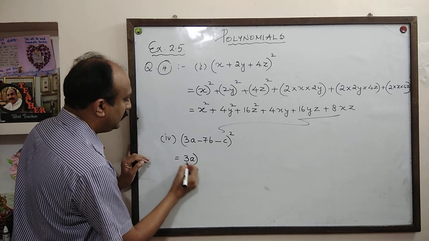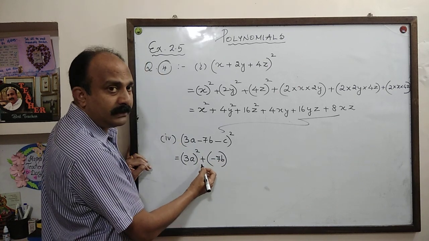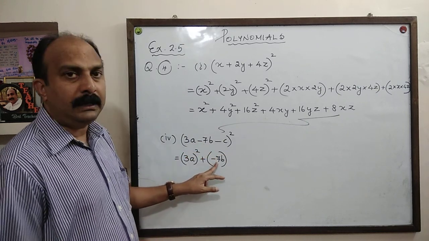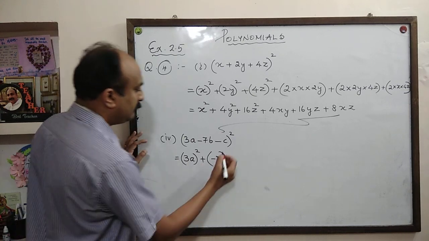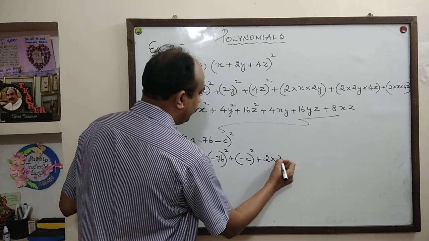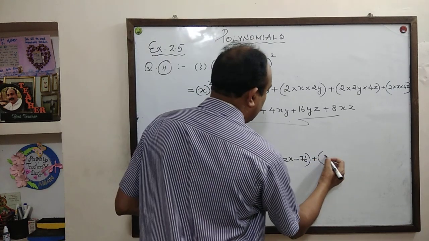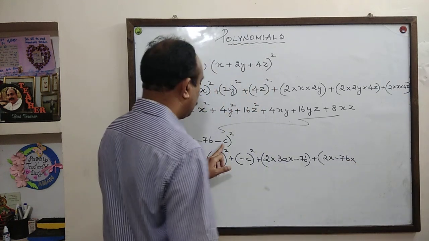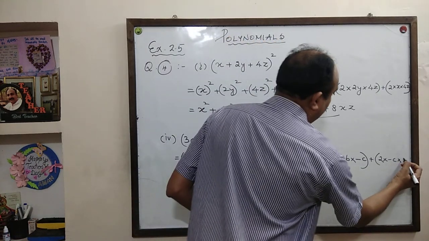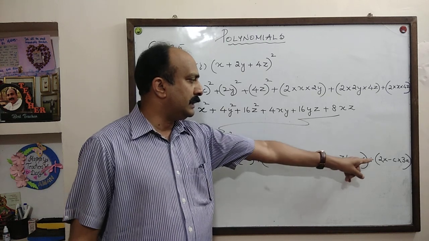So expand it. a the whole square plus b the whole square, but b is minus 7b, so this sign will remain plus. The general formula will remain the same. Everywhere there will be plus. Now, the term which is minus will be taken inside the bracket with minus sign. So a square plus b square plus c square, c square means minus c. Now, plus 2ab, 2 into 3a into minus 7b, plus 2bc, 2 into minus 7b into minus c, plus 2ca, 2 into minus c into 3a. Okay, so b and c terms are minus, so we have mentioned this minus sign everywhere.